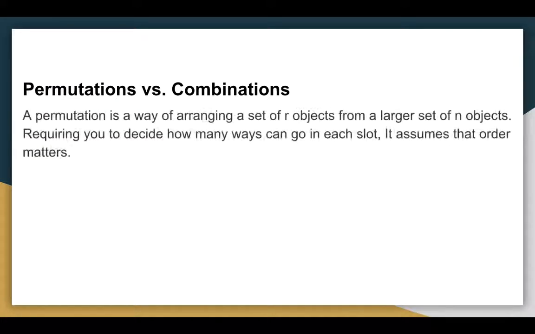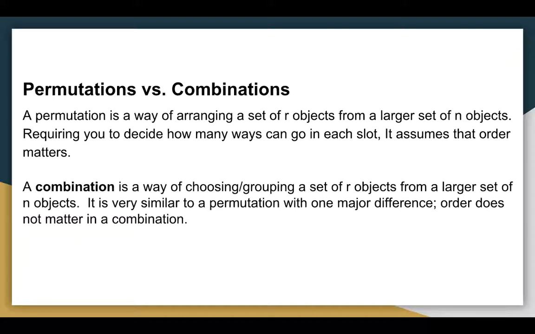These are just definitions. A permutation is a way to arrange our objects from n, so from a bigger set. It uses the slot method. You're trying to figure out how many ways can go in each slot, and it always assumes that order matters. A combination is similar, but it's not arranging, it's choosing a group of our objects from set n. It's really similar, but the main difference is that order doesn't matter.